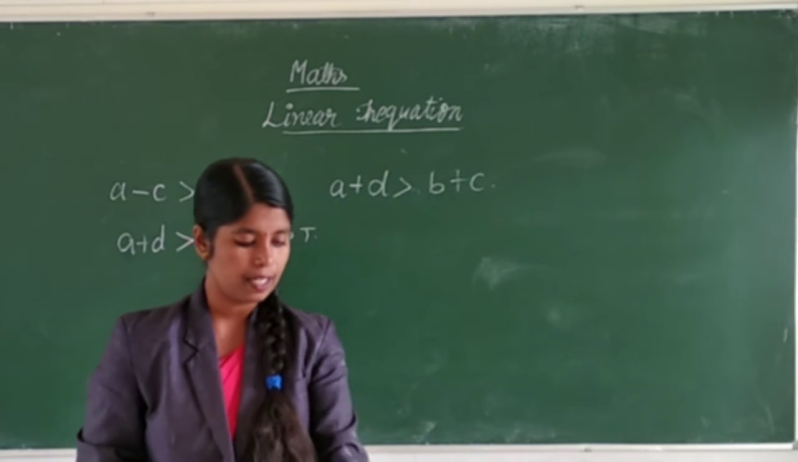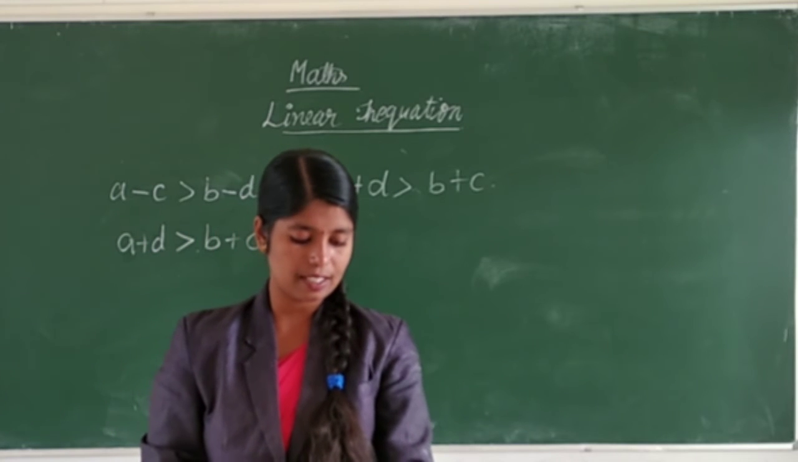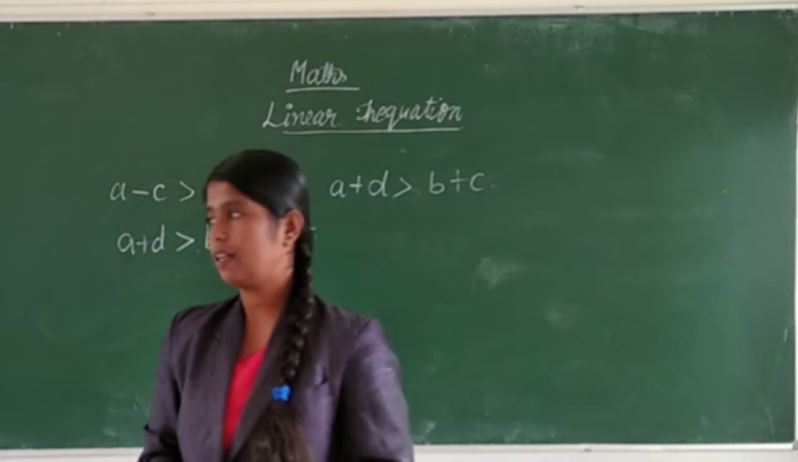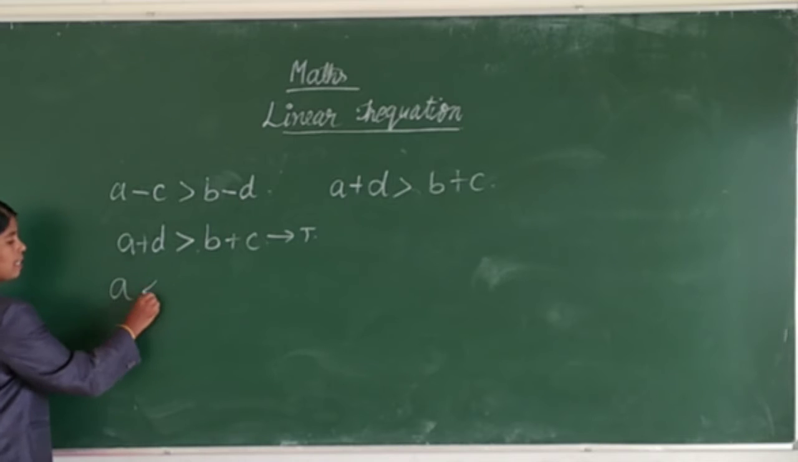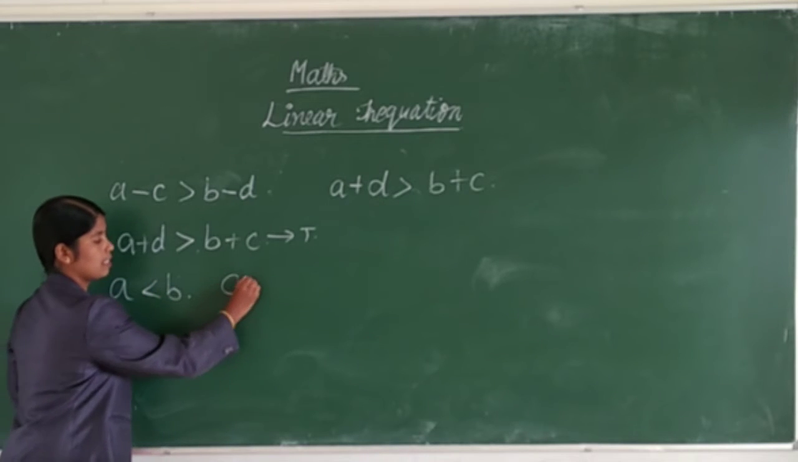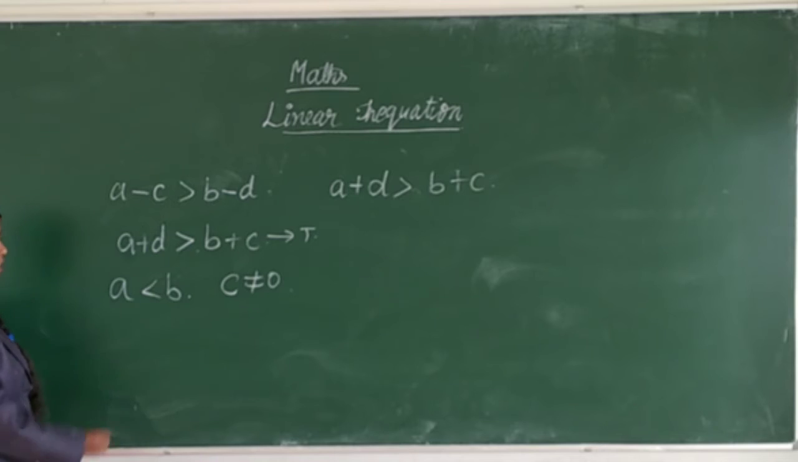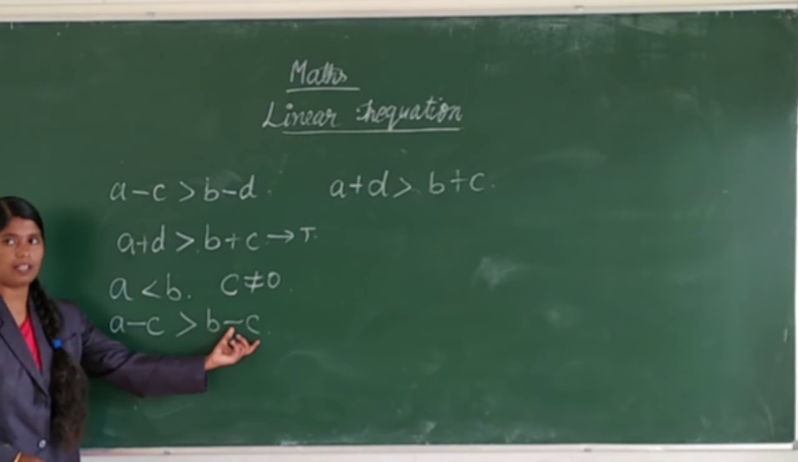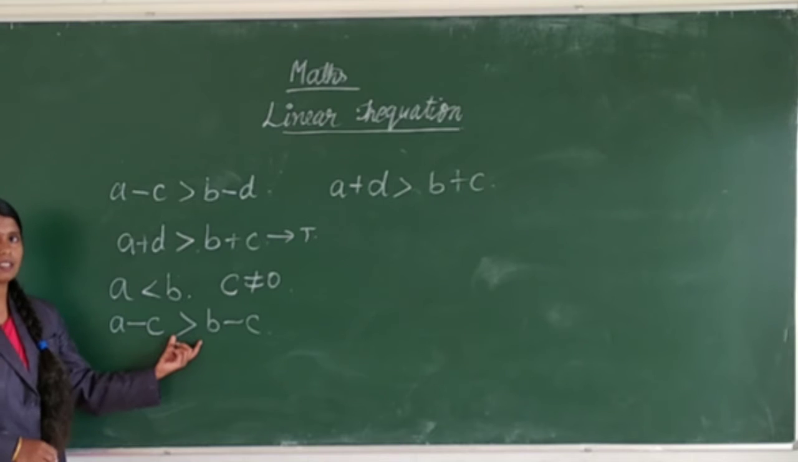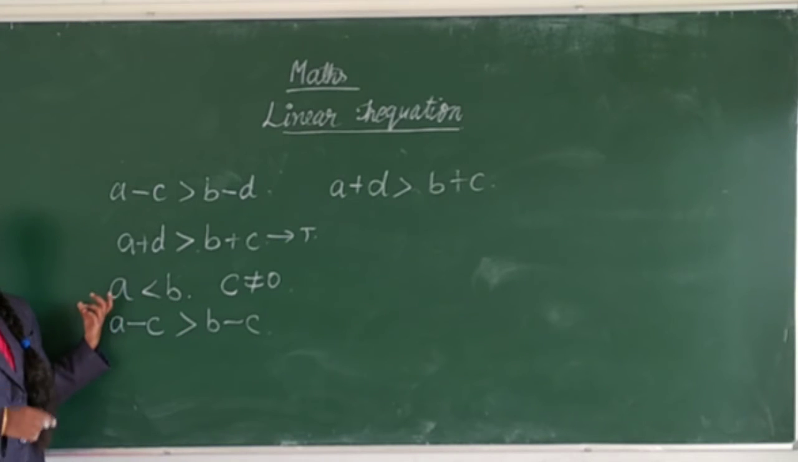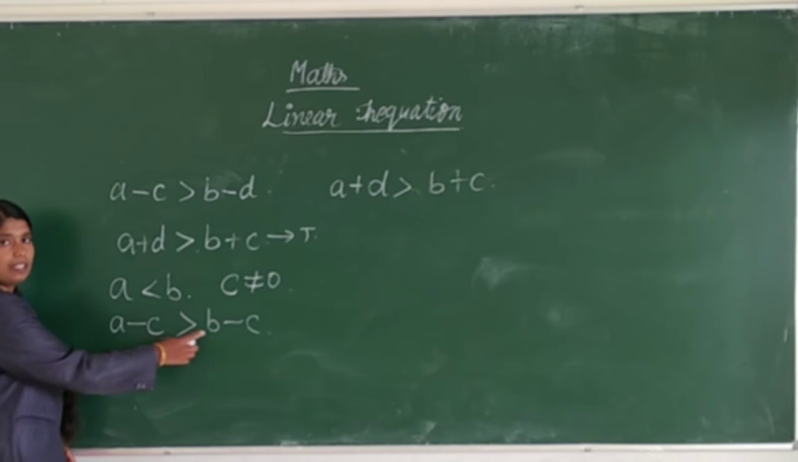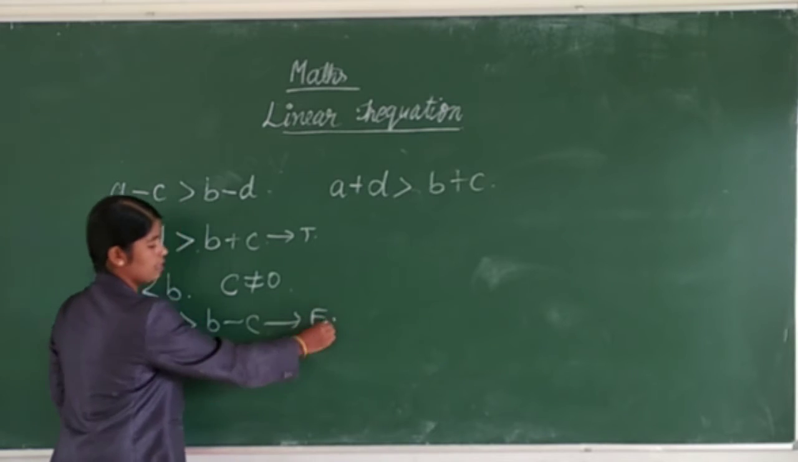The last one is, if A is less than B and C is greater than 0, then A minus C is greater than B minus C. Here it is given A is less than B and one more quantity C is not equal to 0. Then A minus C, it is given greater than B minus C. If you subtract the same quantity, the sign of the inequation remains the same. I have informed in the first question of this, right? But here they have given it as inverse. So it is wrong. It should be the same. So the last one is false.